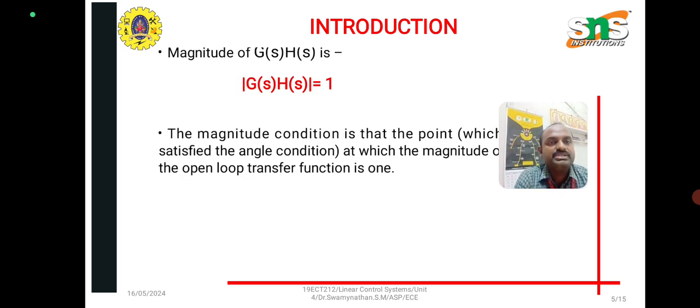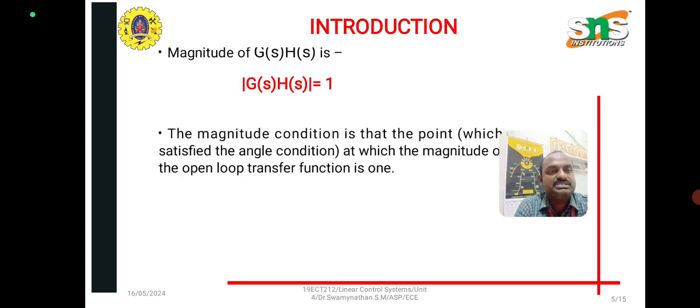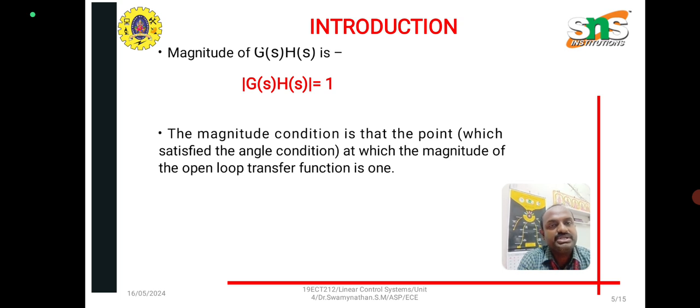Next, the magnitude condition: the modulus of G(s)H(s) equals 1. That is, for a point which satisfies the angle condition, the magnitude of the open loop transfer function is 1.